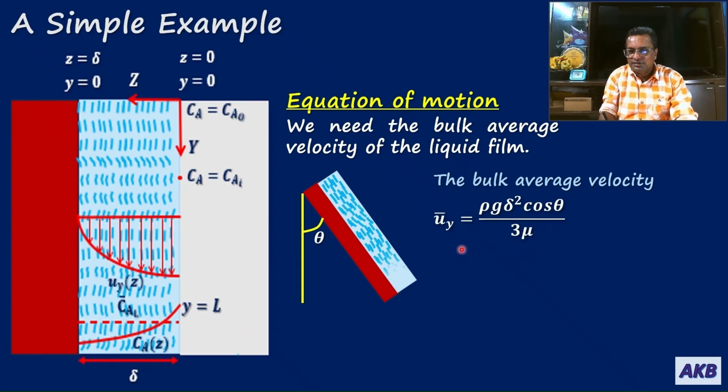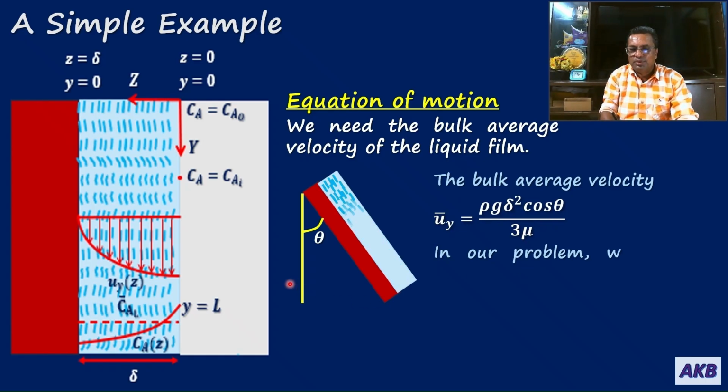You can derive this equation, but in my discussion I am directly taking the equations. So for a problem of an inclined plate on which a liquid is coming down in the form of a thin film, and if the plate is making an angle of theta with the vertical, then the bulk average velocity for the liquid is given by this equation: U bar y is equal to rho g delta square cos of theta by 3 mu.